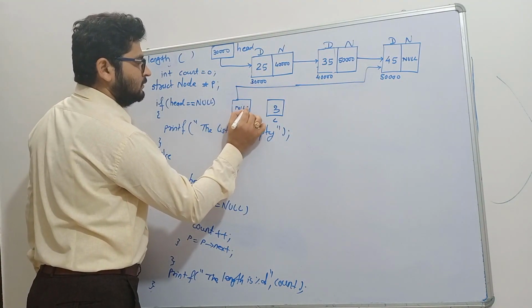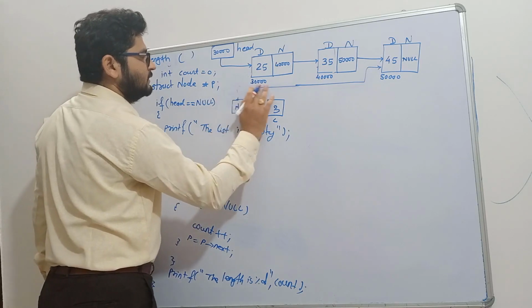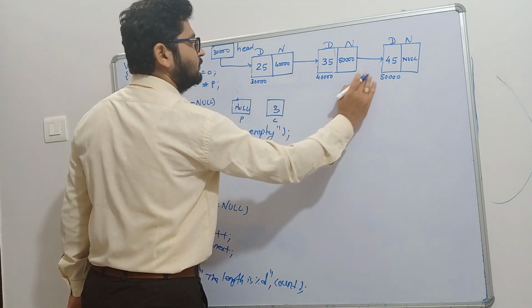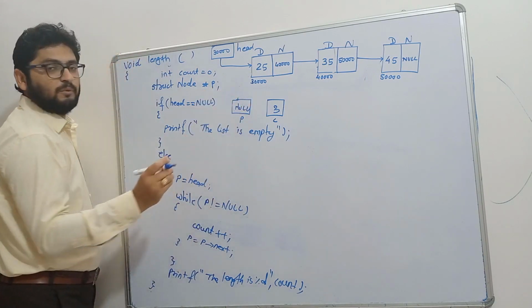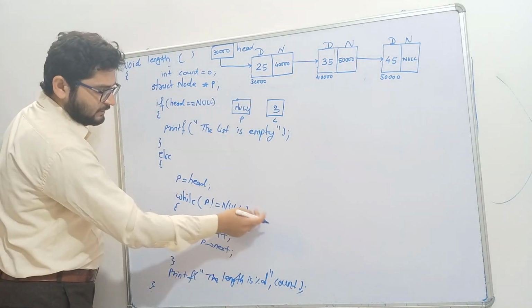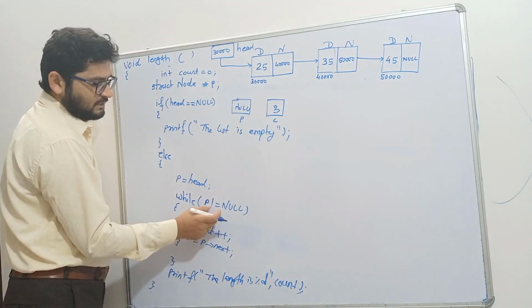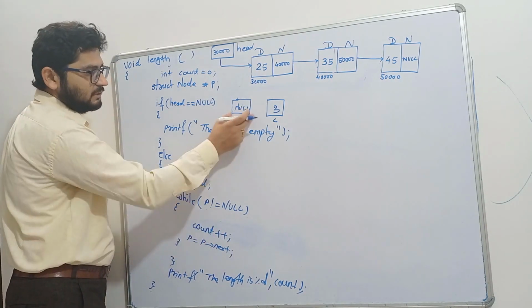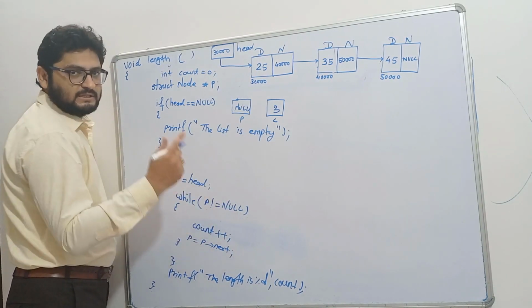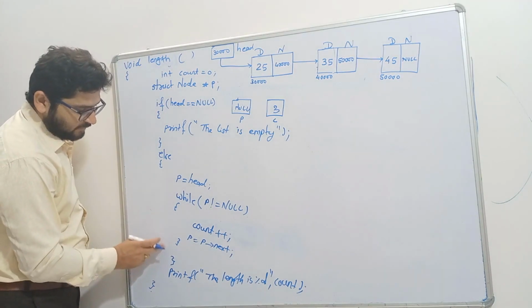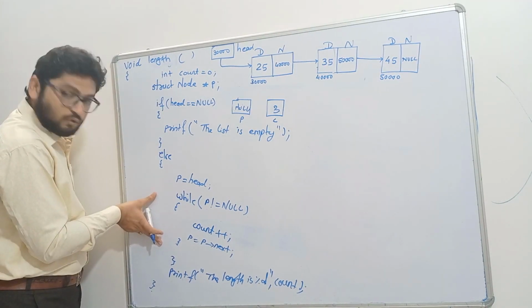That's it. Okay, so now this p is not pointing to any node. So again it will come and check over here. Null is not equal to null. What is the value of p? P is null. Null is not equal to null, that is false. So again it will come over here, else is over.